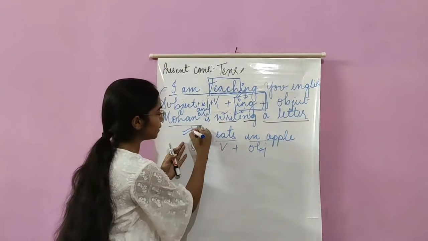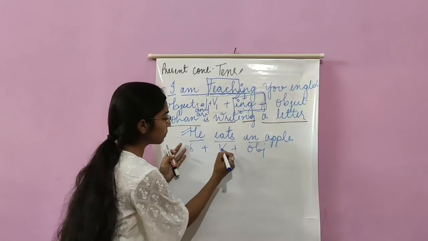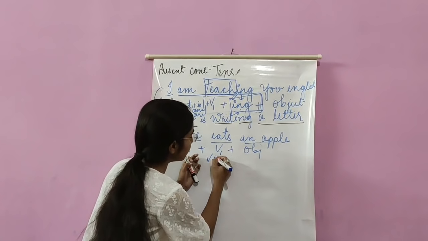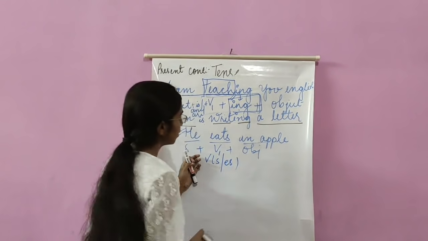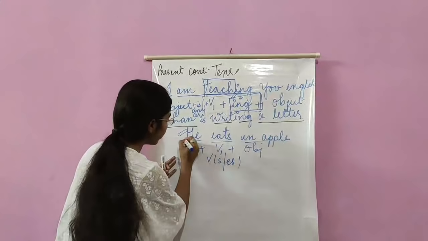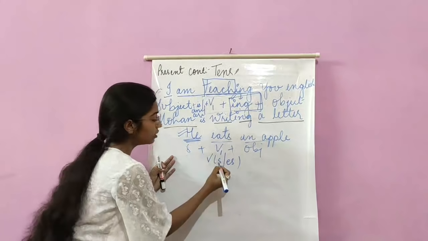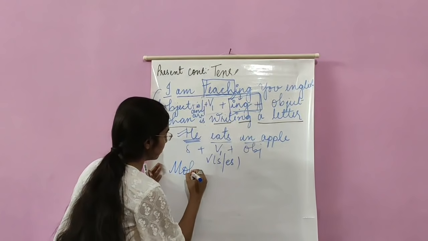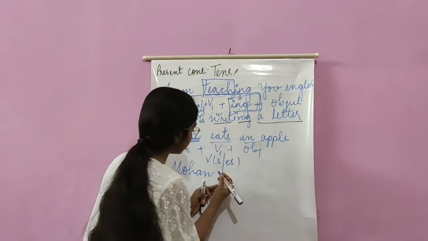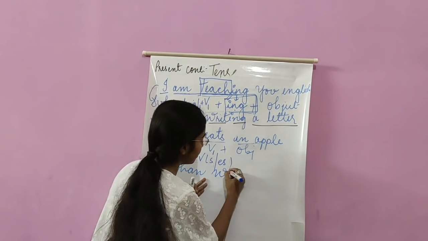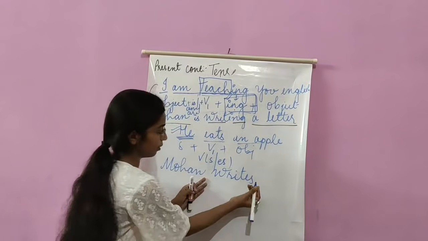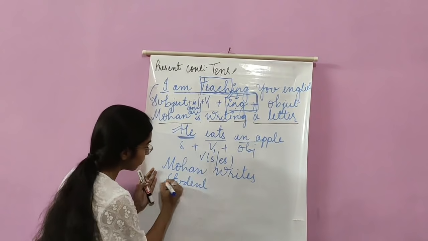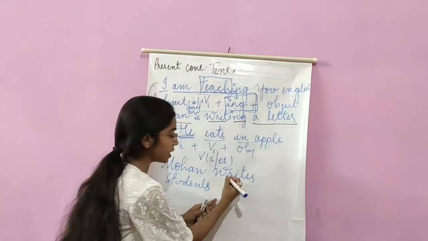Suppose this is: he eats an apple. This is simple present tense, isn't it? So what is it? Subject plus verb first form plus object. Now here with the verb you will either use s or es. When are you going to use it? Suppose I say Mohan. If the subject is singular, then we will use s or es with the verb. And if the subject is plural, like students, we will not use s or es with the verb.